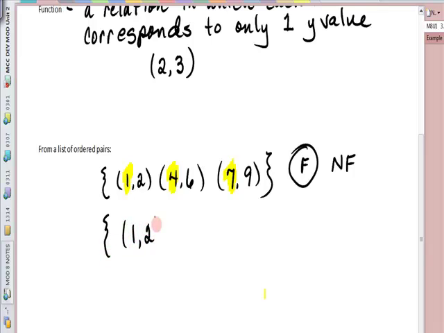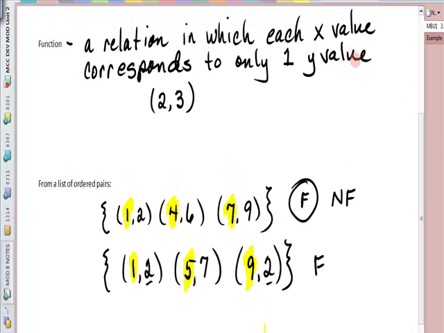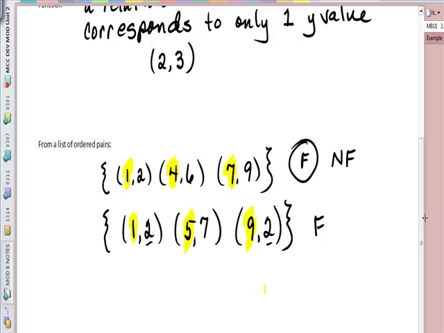What if you had 1, 2, 5, 7, 9, 2? And I ask the same question, is this a function? Well, here's the x value of 1. It corresponds with 2. Is it ever listed with another value? No. 5 corresponds with 7. Is it ever listed with another y value? No. 9 is with 2. Is 9 ever with another y value? The answer is no. So this is a function. Some of you might be saying, well, how about that 2? The definition of a function does not say anything about the y's and whether they can be with more than one x. So you are only checking on what the x's are doing.